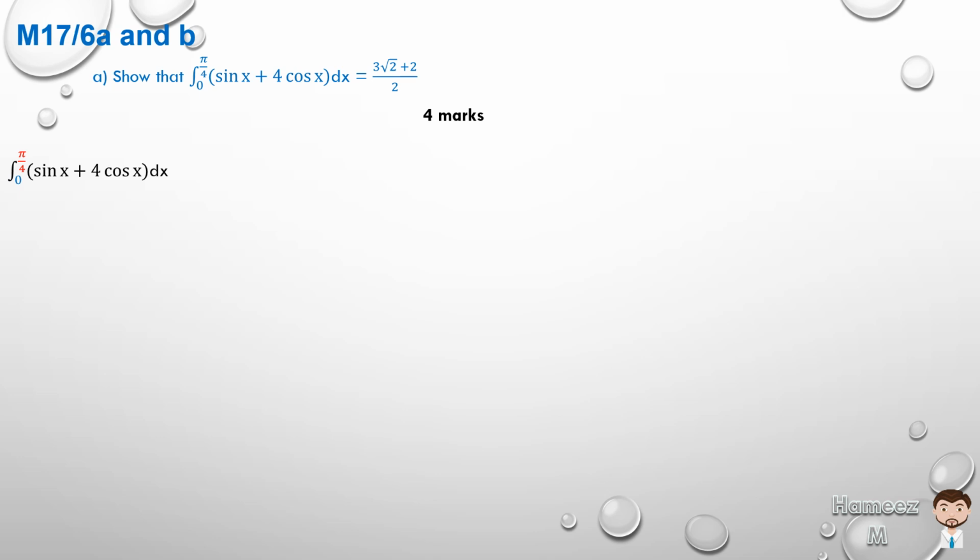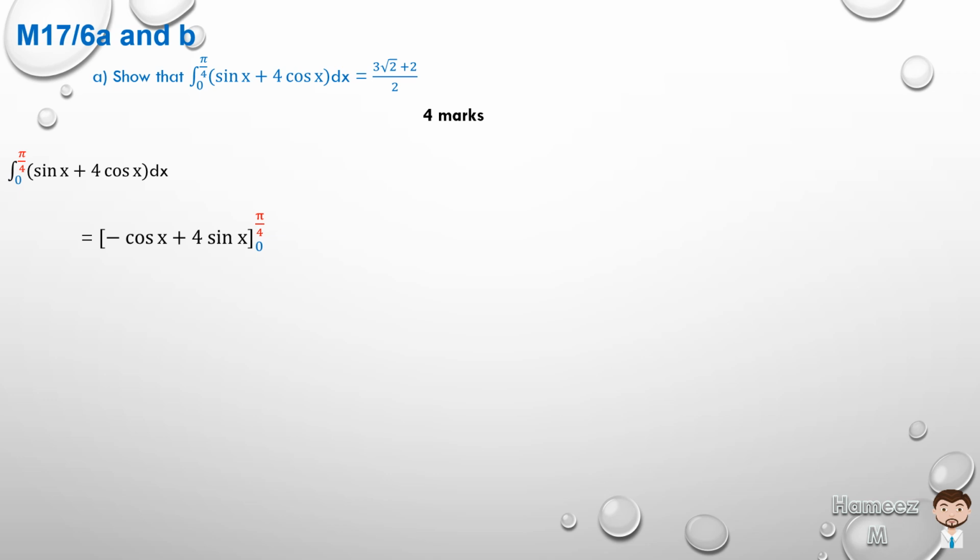So if we integrate sine x plus 4 cos x, the integral of sine x is minus cos x. Or if we go backwards, if we differentiate minus cos x, it will give us sine x. Plus, what's the integral of 4 cos x? 4 sine x. Plus c, the constant of integration. But because it's a definite integral, when we substitute the values, the constant of integration plus c will cancel. So you can either put it in or leave it out because it will disappear at the end.